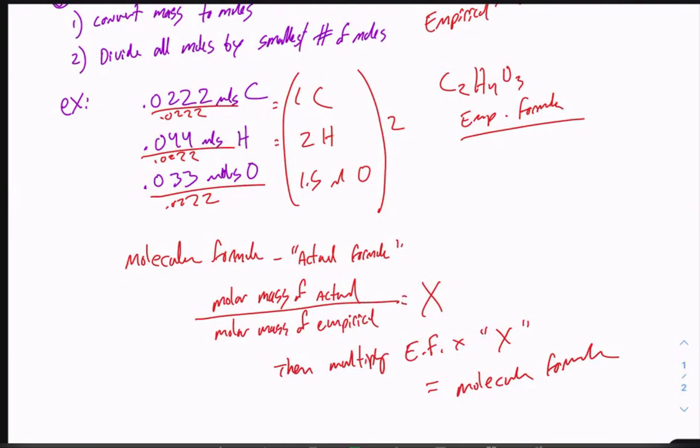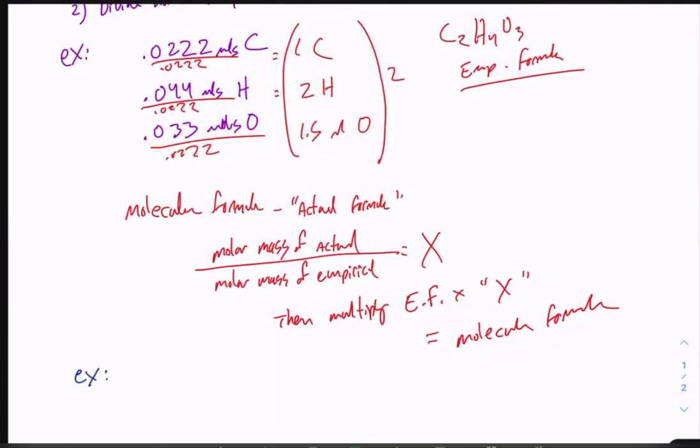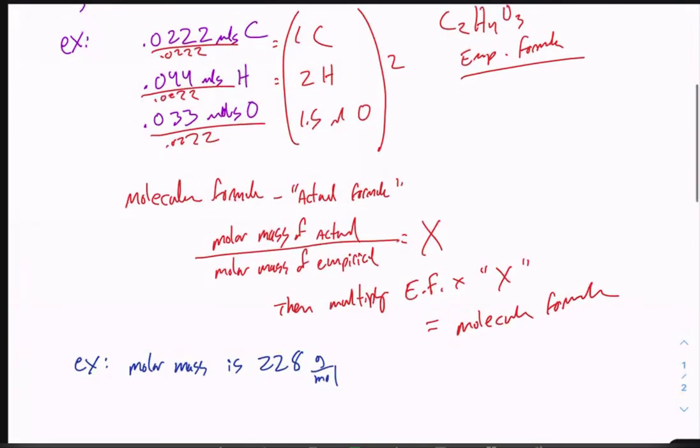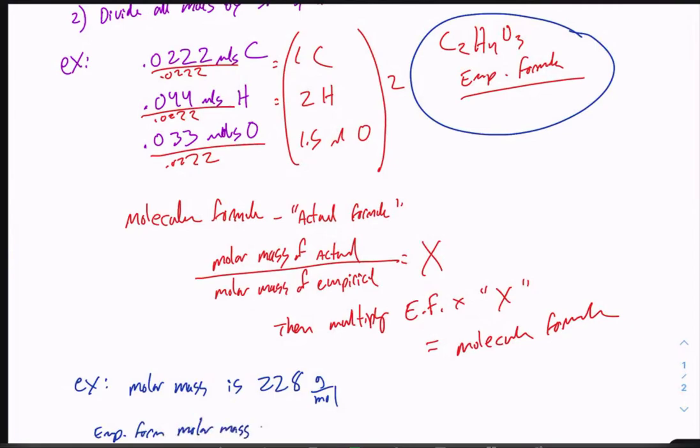Okay. Let's say that the molar mass is 228 grams per mole. And remember how our empirical formula was C2H4O3? The empirical formula molar mass, when we add that up, is 76.